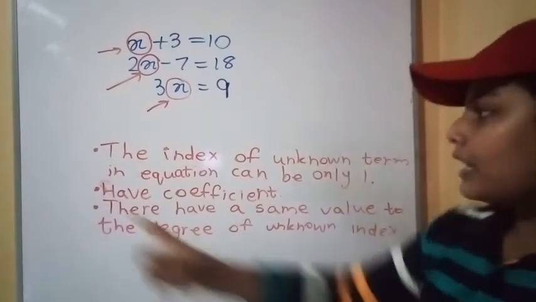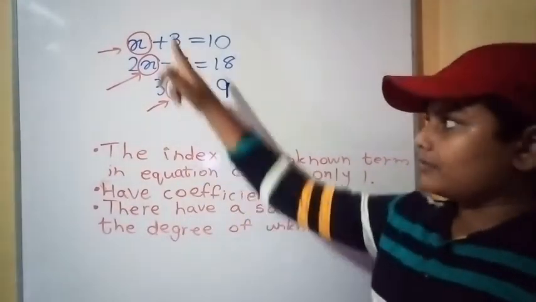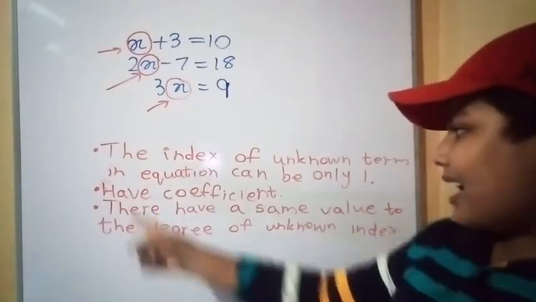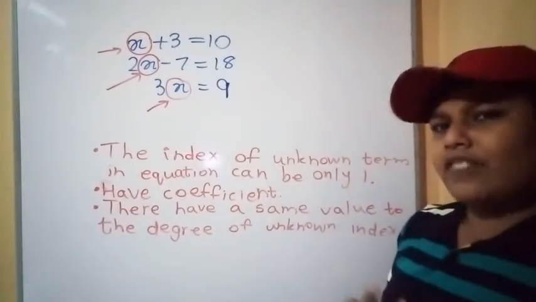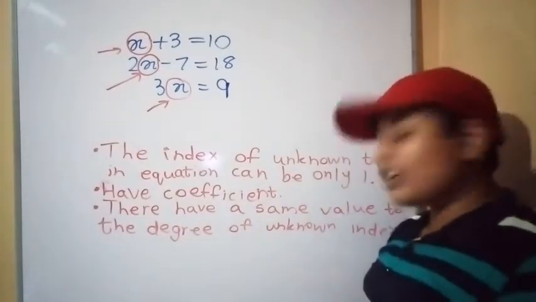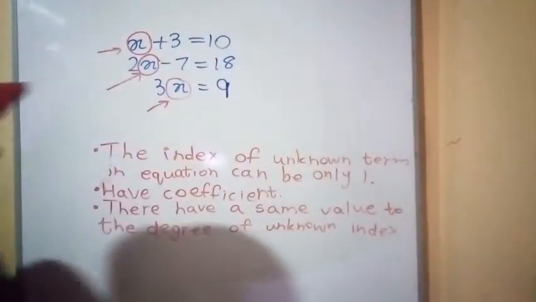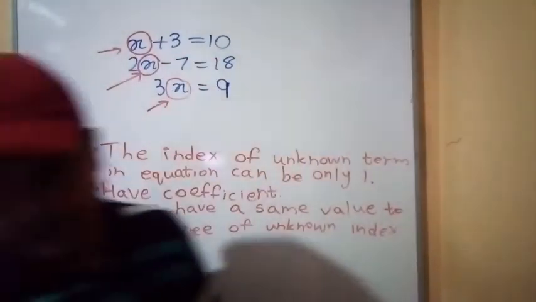The index of the unknown term in an equation can be only 1, like 1. They have a coefficient; I explained what the coefficient is. They have the same value as the degree of the unknown index. I explained that in the next part of this lesson.